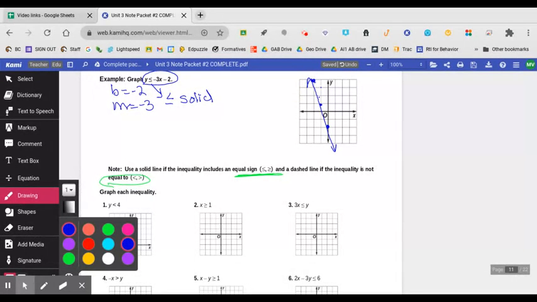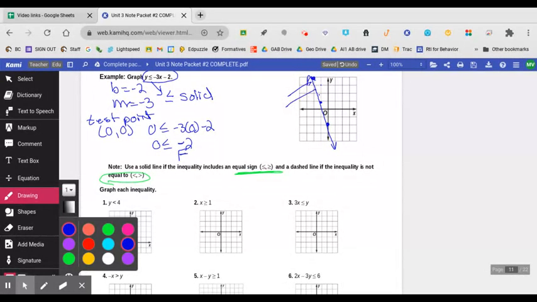Now I need to decide which way to shade. I think the best way to decide is to use a test point. And the test point I use, unless the line goes through it, is the origin. So I'm going to use the test point (0, 0), and I substitute it into my inequality. That becomes 0 is less than or equal to negative 3 times 0 minus 2, which says 0 is less than or equal to negative 2. That is false, which means I want to shade away from the origin.